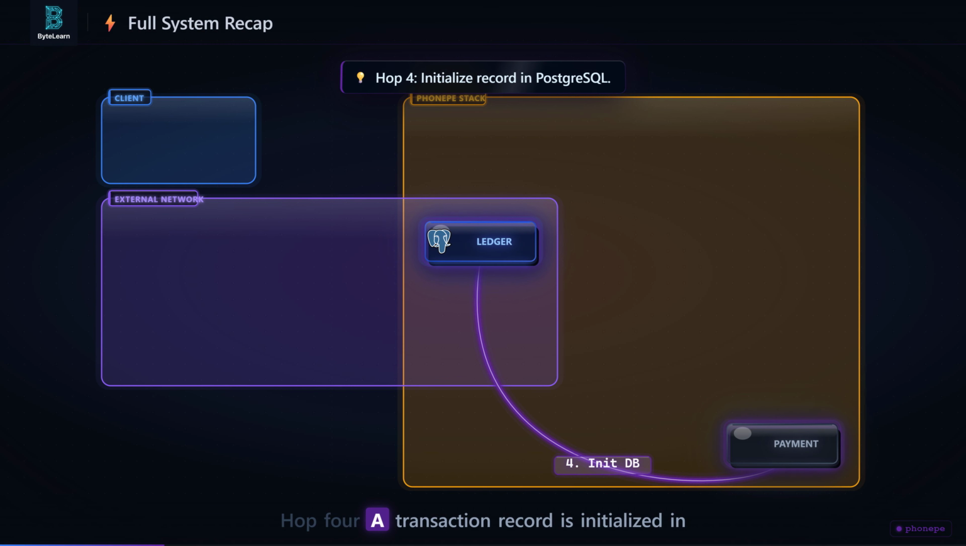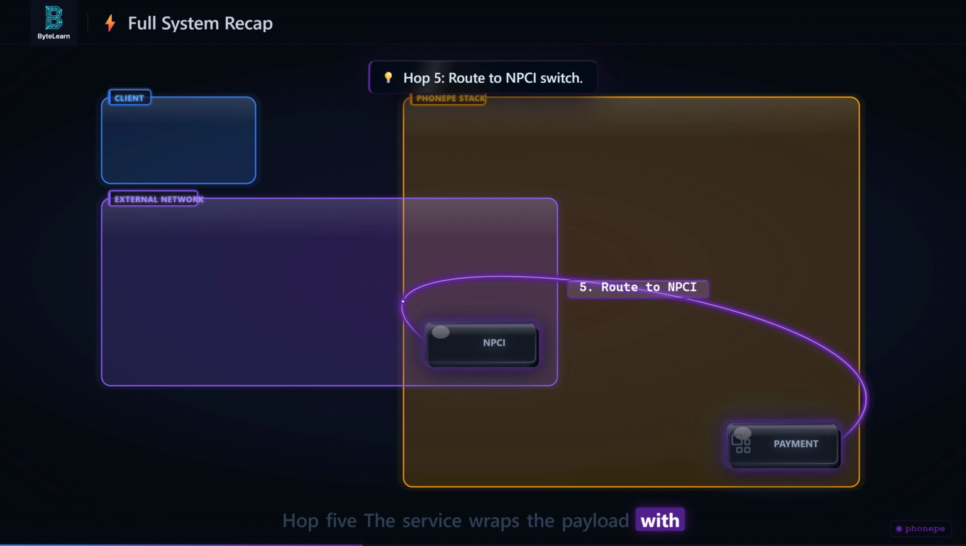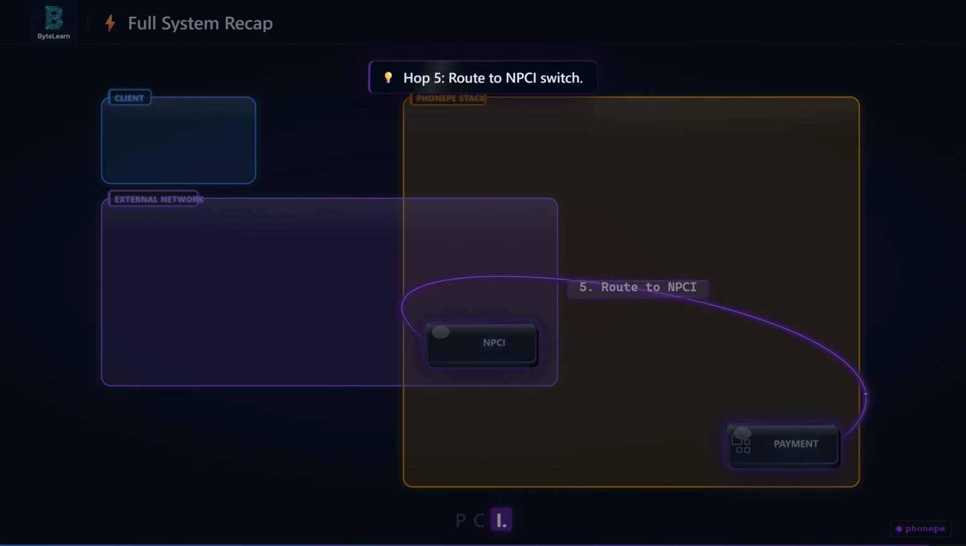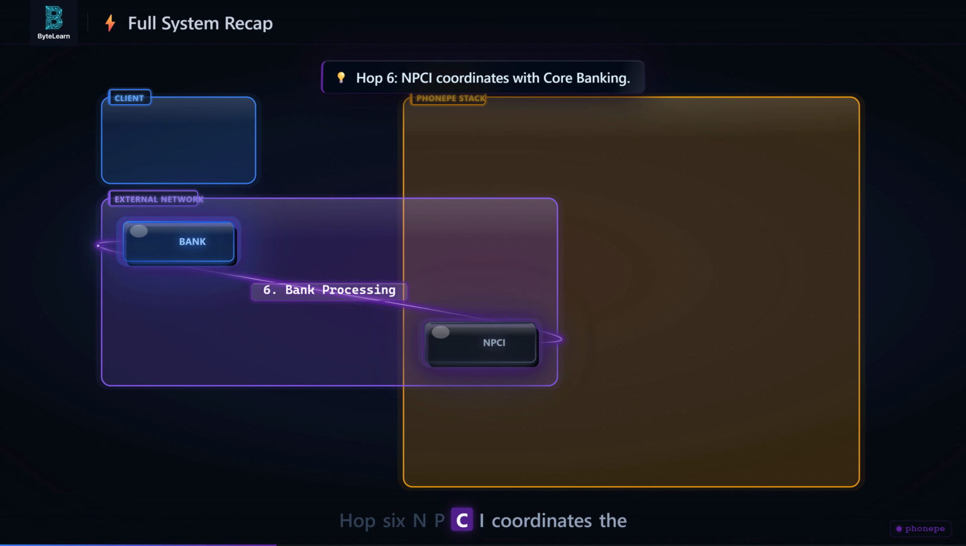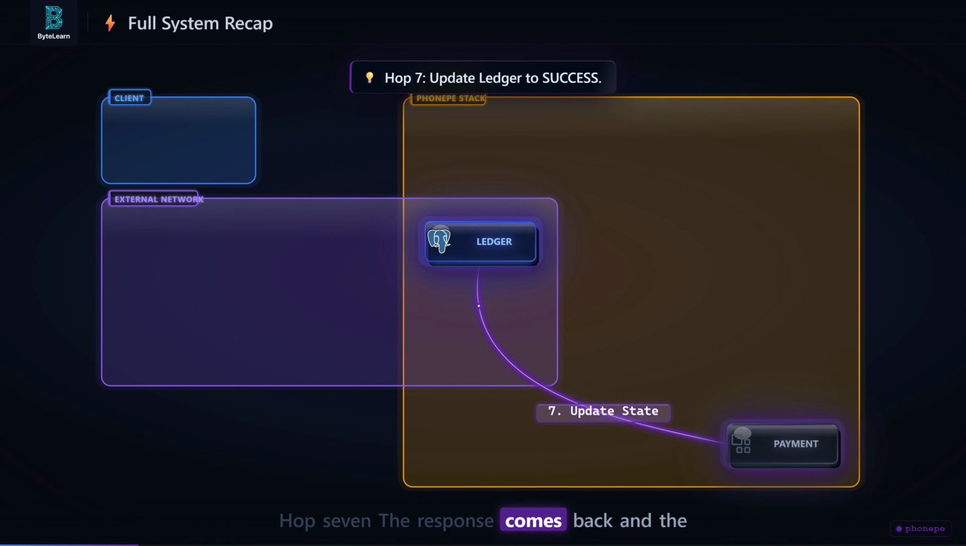Hop 4. A transaction record is initialized in PostgreSQL with an initiated state. Hop 5. The service wraps the payload with an idempotency key and routes it to NPCI. Hop 6. NPCI coordinates the debit and credit across the core banking systems. Hop 7. The response comes back and the ledger updates to success. You now own the architecture.